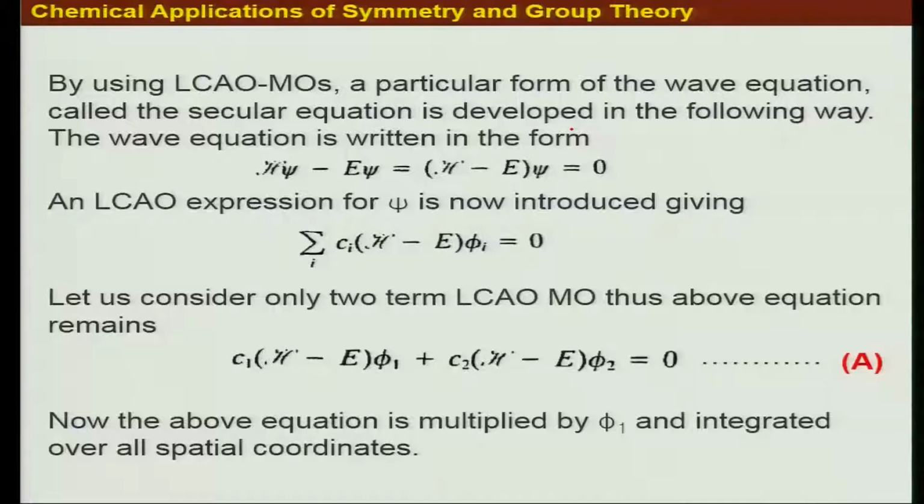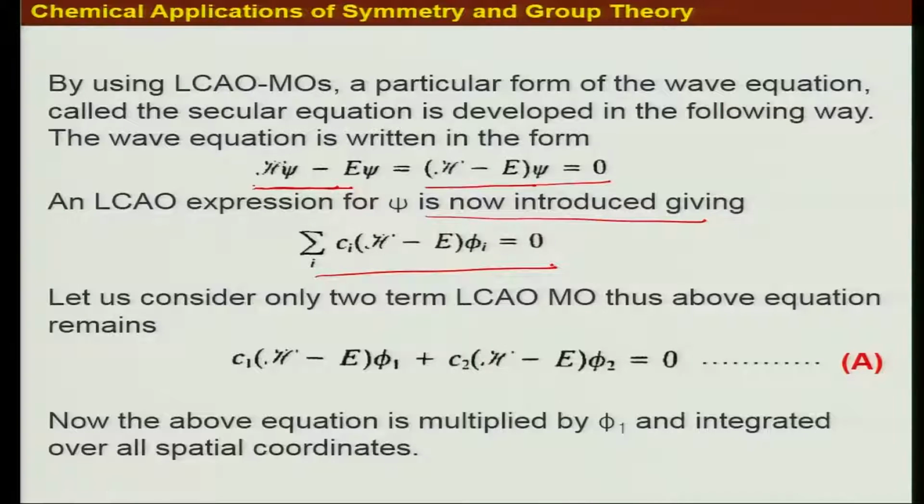So the wave equation can be written in the usual way, by using the Schrodinger equation, H psi equals E psi. So I can write H psi minus E psi, which is nothing but (H minus E) psi, where both Hamiltonian and energy are used as operators, equals 0. Okay, so this is something which we are all familiar with. Now the LCAO expression for the psi, that is the molecular orbital, is now introduced by giving this expression.